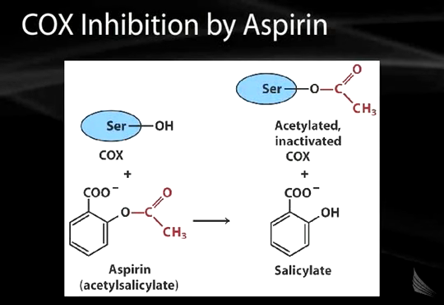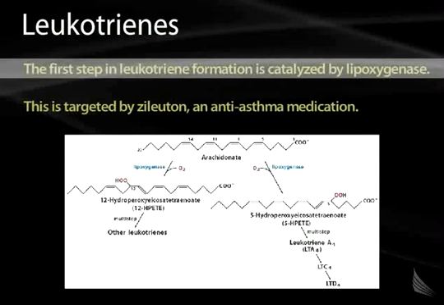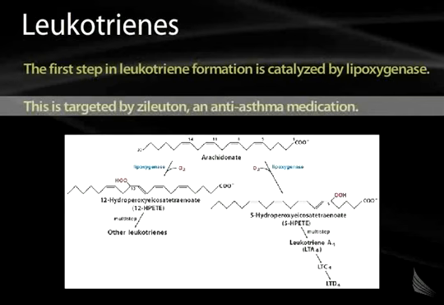The cyclooxygenase enzyme is inhibited in a permanent fashion by aspirin. There is a serine amino acid in cyclooxygenase which has a hydroxyl group, and aspirin permanently acetylates and inactivates cyclooxygenase at this point. Now, the leukotrienes are also produced from arachidonic acid. The first step in leukotriene formation is catalyzed by lipoxygenase. And this enzyme is targeted by zileuton, which is an anti-asthma medication. The reason that works so well is that leukotrienes are important mediators of inflammation.